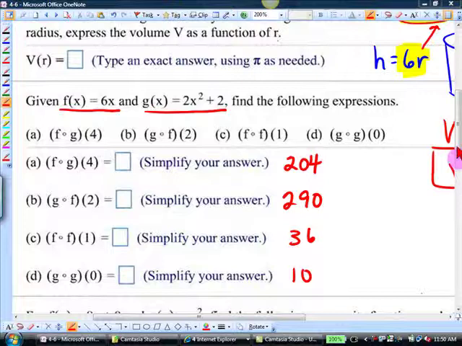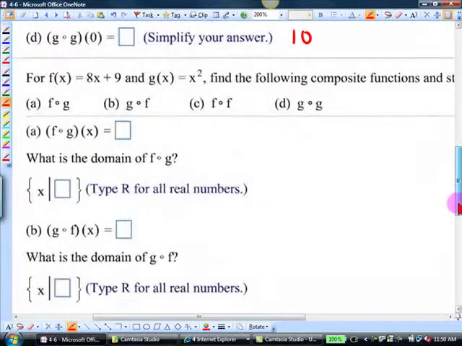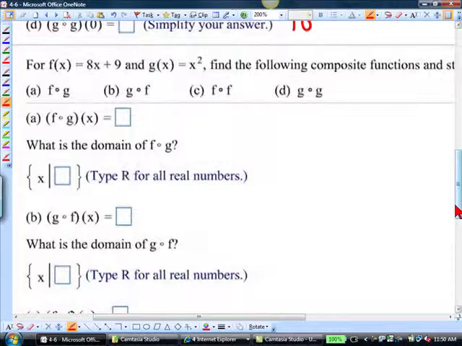All right. Let's go to the next one. It's a little bit different. They're going to ask us some different questions about some composite stuff. Okay, here's the equations. f of x is 8x plus 9 and g of x is x squared. They want to know what f of g of x is. What does that mean? That means put g into f. G into f. So what are we going to have for our equation? If we take this and put it in for x, 8x squared plus 9. That's what f of g is.